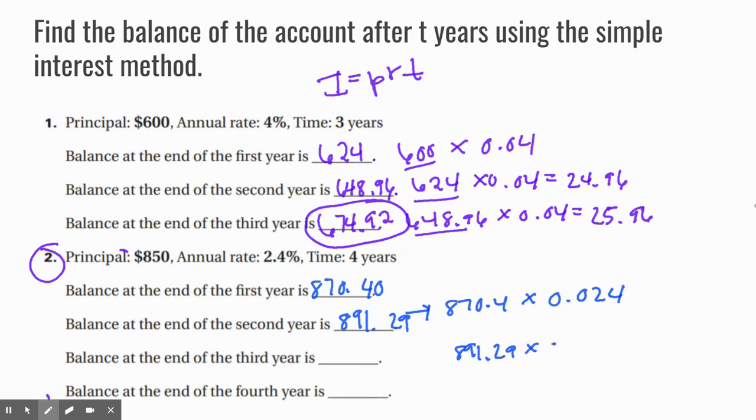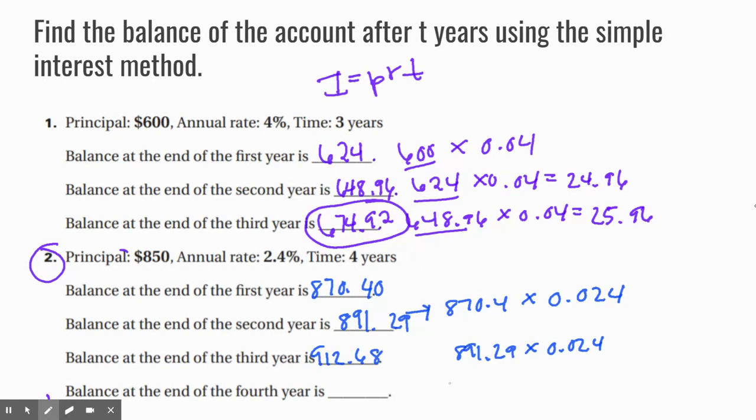Year three, you take that 891.29, you multiply it by your rate, so times 0.024. Now you're making $21.39. So you add that to your 891.29.